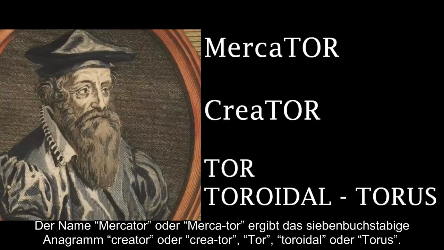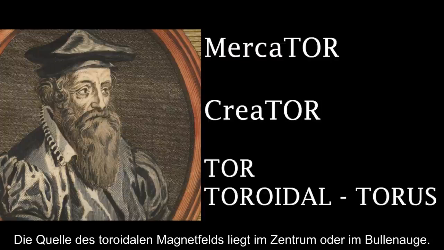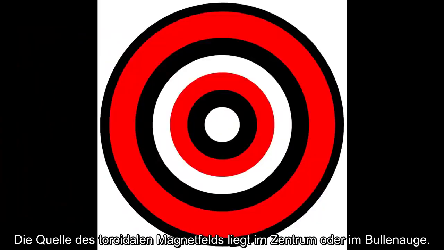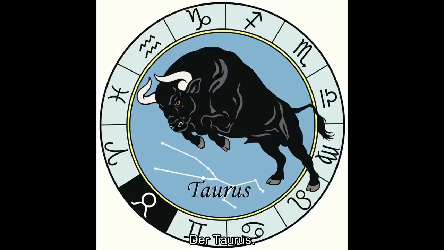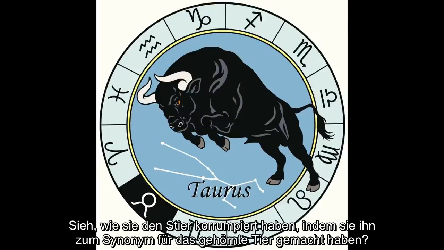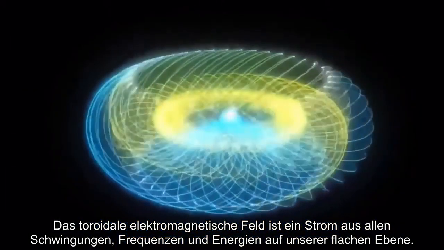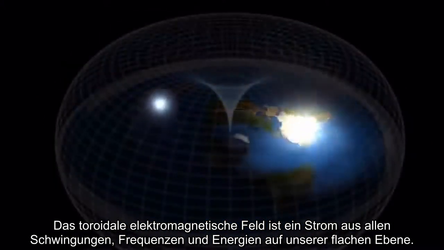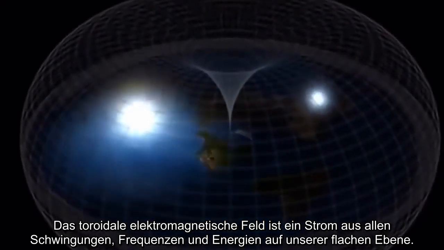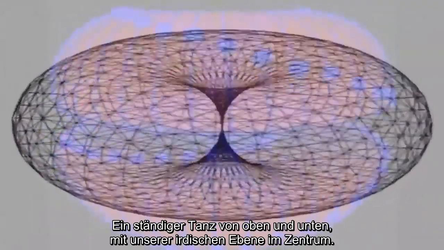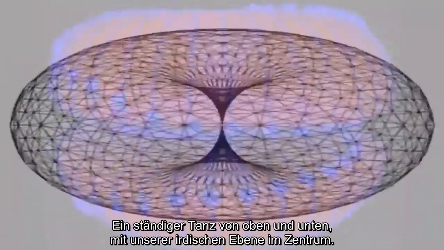The name Mercator produces the 7-letter anagram creator, or tor, toroidal, or torus. The source of the toroidal magnetic field lies at the center, or the bull's eye, the bull, the torus. Do you see how they have corrupted the torus by making it synonymous with the horned animal? The toroidal electromagnetic field is a stream of all vibration, frequency, and energy on our flat plane. A constant dance of the above and the below, with our earthly plane in the center.